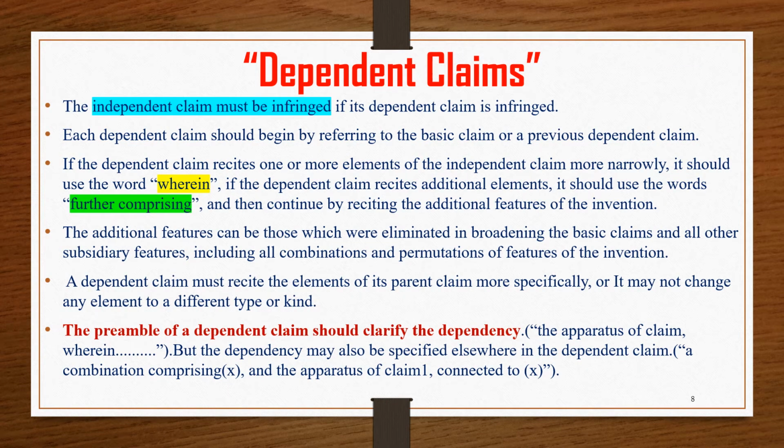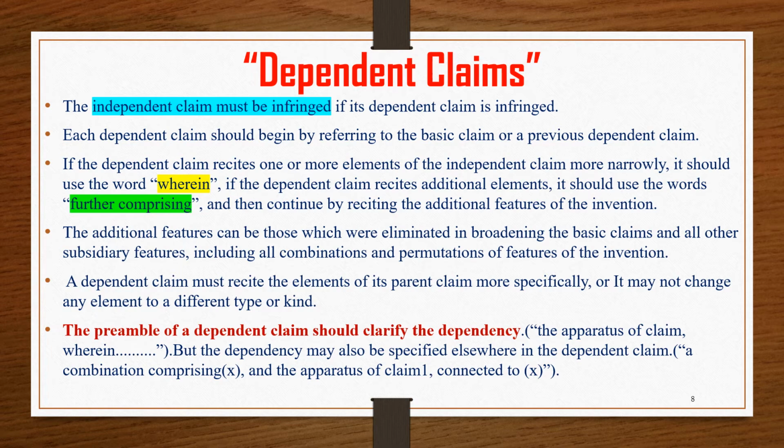The next is dependent claims. Point number 1. The independent claim must be infringed if its dependent claim is infringed, or otherwise we can say if the dependent claim is infringed, that means the independent claim also must be infringed. Point number 2. Each dependent claim should begin by referring to the basic claim or a previous dependent claim.